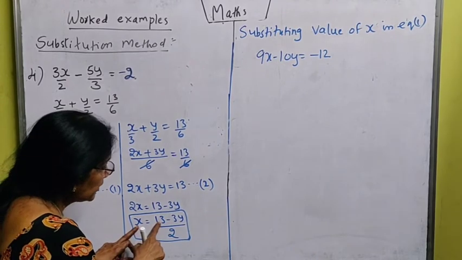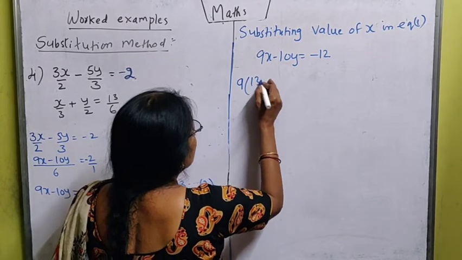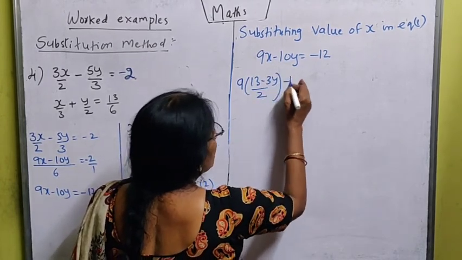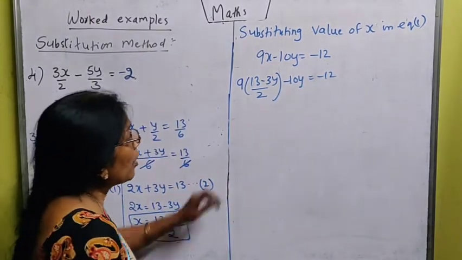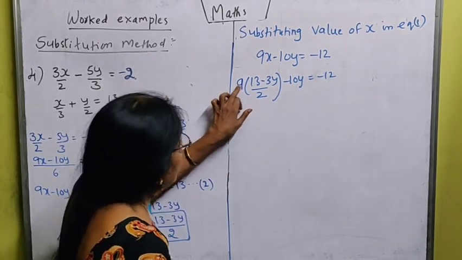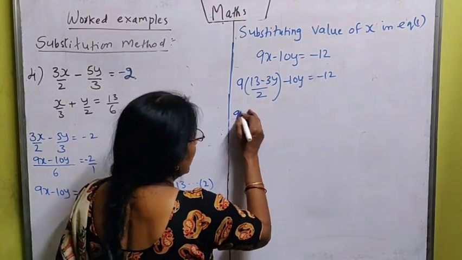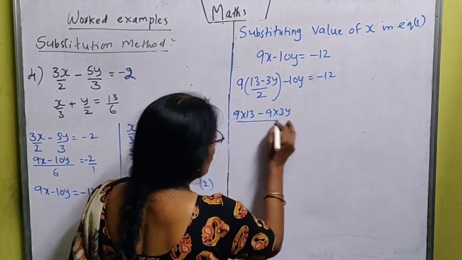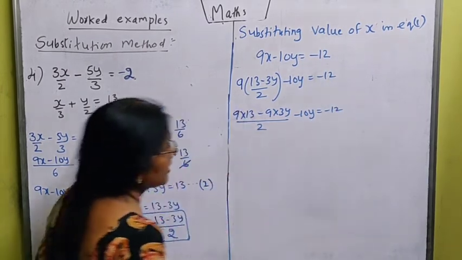So what is the x value? 13 minus 3y by 2. So 9 in the bracket, 13 minus 3y whole divided by 2, minus 10y is equal to minus 12. Now what shall we do? 2 and 9 cannot be cancelled, so you have to multiply. 9 into 13 minus 9 into 3y. So 9 into 13 minus 9 into 3y whole divided by 2 minus 10y is equal to minus 12.